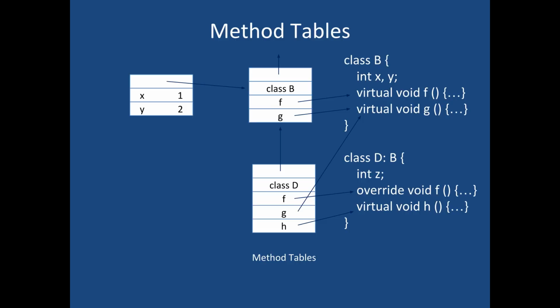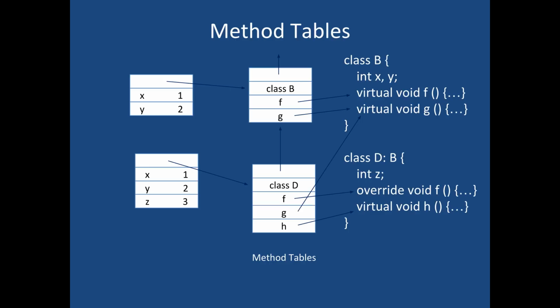So when you create an object, it contains, in addition to the instance variables x and y, a reference to the method table of its class. You create an object of type B, you get that. You create an object of type D, you get this. There are lots of uses for that. One use is if you need to test the type of an object. There's a test in C#: is this object of type D? Well, it just follows this reference to the table and sees it's class D.